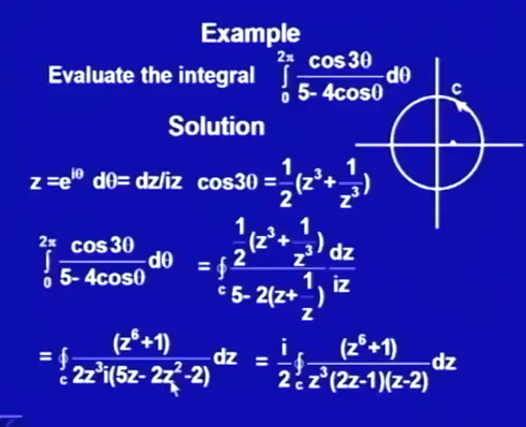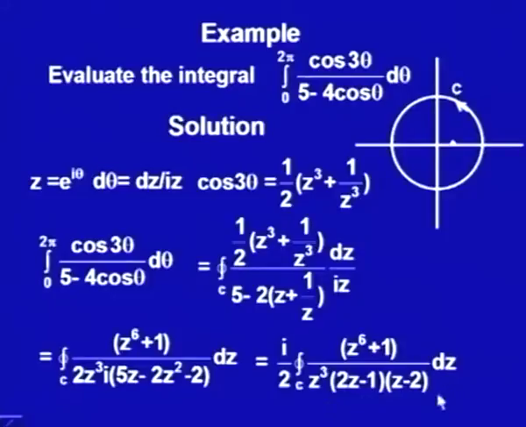Now, 2z square minus 5z plus 2, we can factorize it, we could get 2z minus 1 into z minus 2. So, this given real integral we have changed to the contour integral, and the contour integral of a function which is of the form p(z) upon q(z). So, certainly this function will have some, because the denominator is having some zeros. So, this will have isolated singularities.